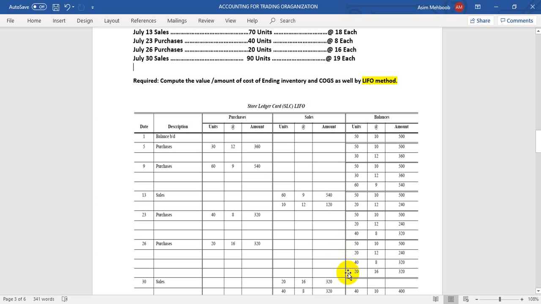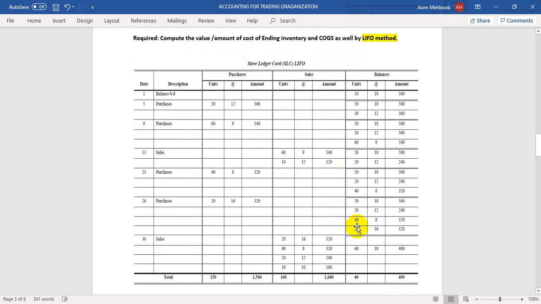So now you have three levels and three kinds of inventory in order of purchasing, in order of receiving. Now you are selling 90 units at the rate of 19. You are supposed to ignore the selling price, so 90 units you are going to sell. Now you have four kinds of inventory here. First of all, you are using LIFO, last in first out.